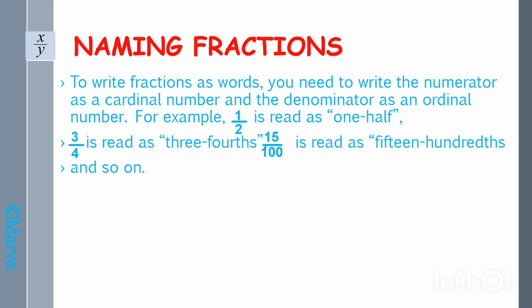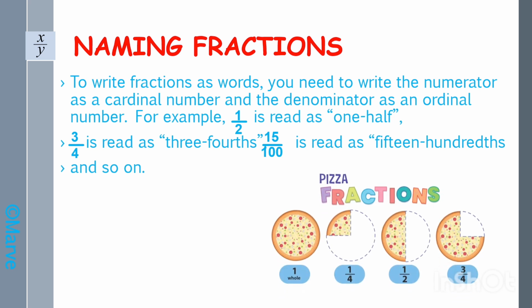How do we name fractions? So to write fractions as words, you need to write the numerator as a cardinal number and then the denominator as an ordinal number. For example, 1 over 2 is read as one half, okay, while 3 over 4 is read as three quarters. 15 over 100 is read as fifteen hundredths, and so on. So 2 over 5, two fifths, and it could go on and on.